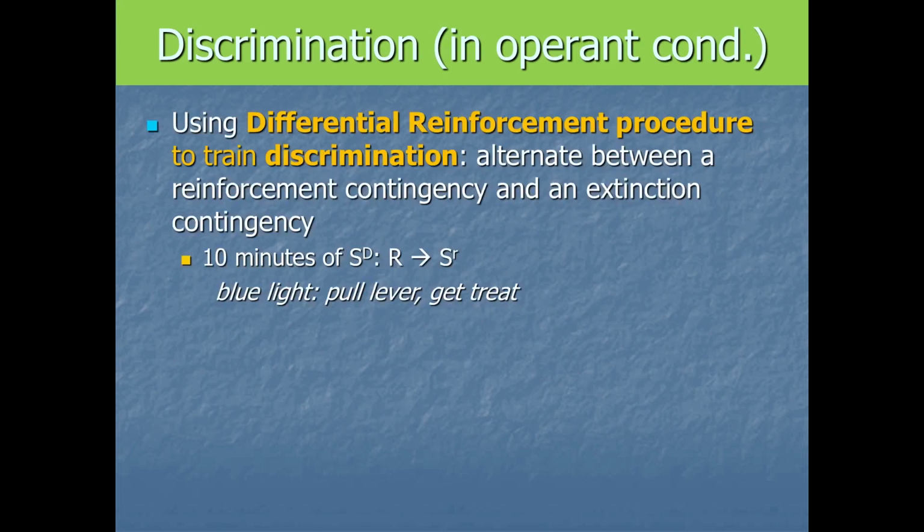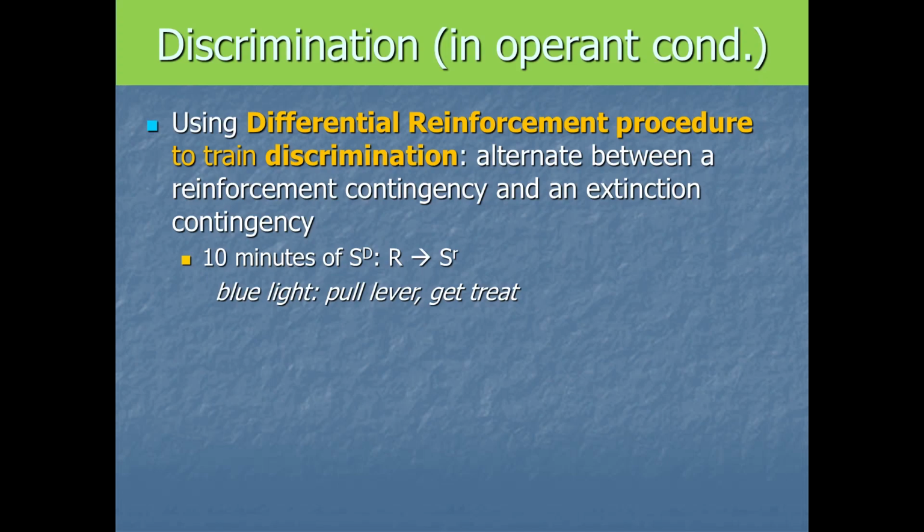You can make it more likely by using what we call a differential reinforcement procedure. What you could do, for example, is alternate between a reinforcement contingency for a while and then an extinction contingency for a while. So first you might do 10 minutes where one of the stimuli is present. We'll call it the SD. And during that time, the desired behavior is reinforced.